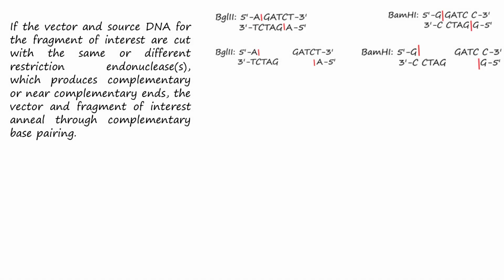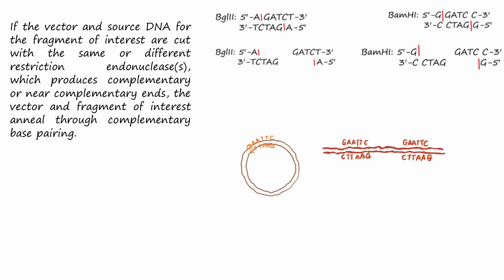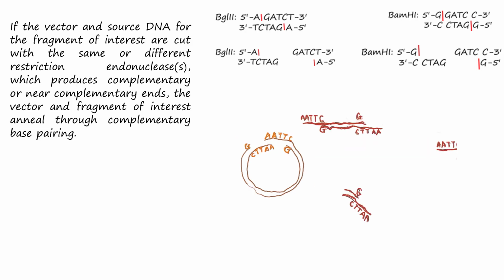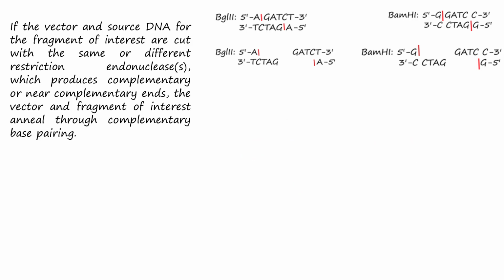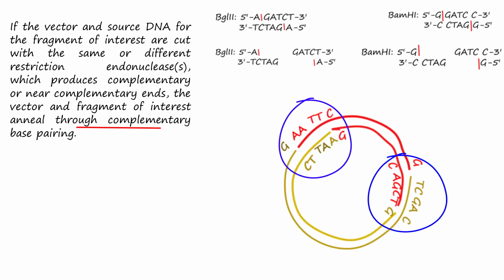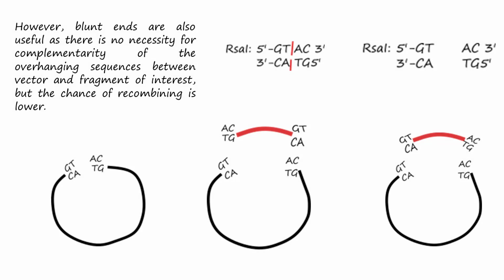If the same or different restriction endonucleases which produce complementary or near complementary ends are used to cut the vector and source DNA for the fragment of interest, the vector and fragment of interest anneal through complementary base pairing. If restriction enzymes which form blunt ends cut the DNA and vector, though there is no complementarity between ends, vector and fragment of interest can be joined, but the chance is lower.